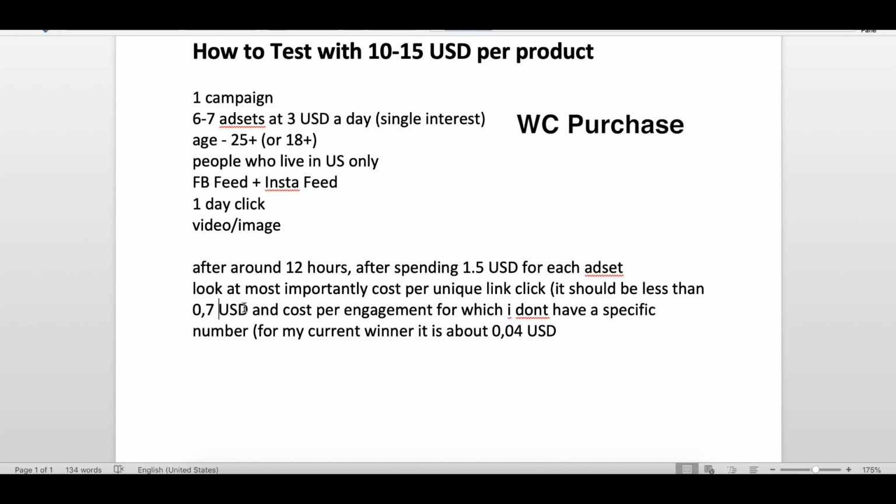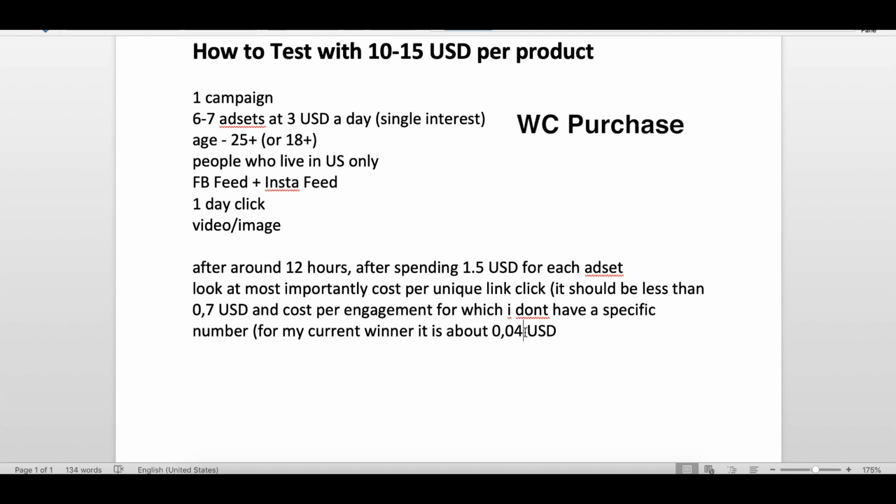But generally look at 70 cents per unique link click. And cost per engagement, it depends if it's a video or photo. On my current winner, it's 4 to 5 cents on average. For image, I don't know, because I haven't had an image ad that was a winner, so I don't really know what is a good number for that. But generally for a video, 4 to 5 cents is a good measure.